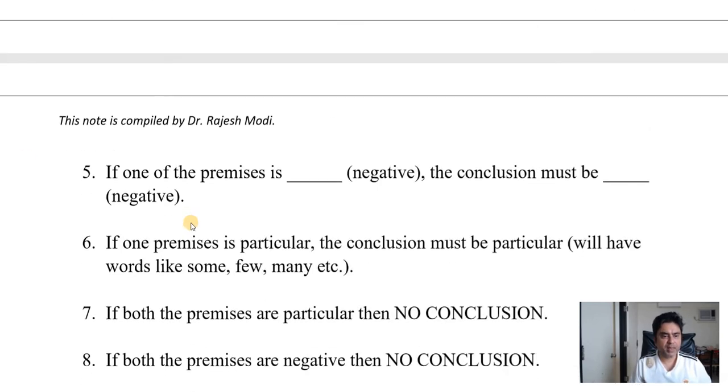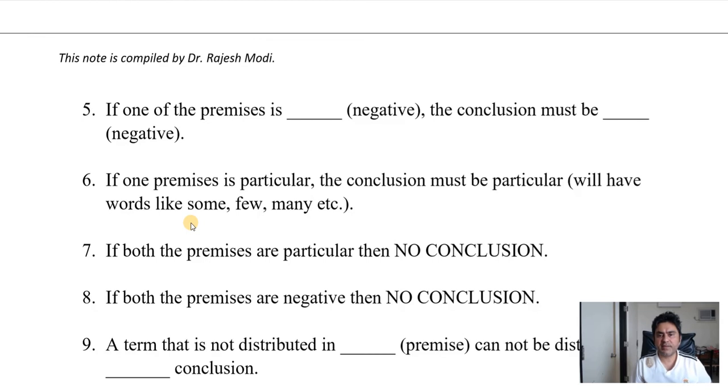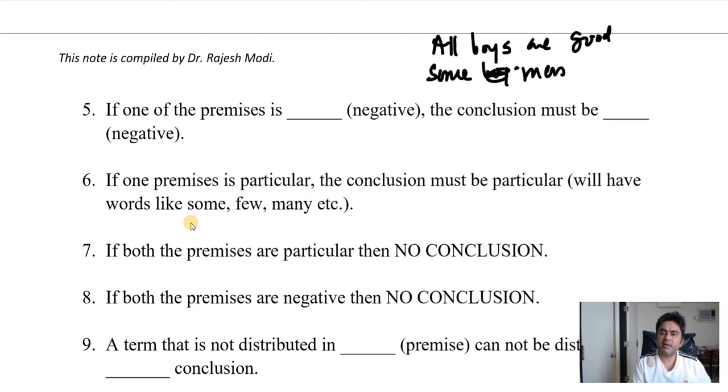For example, all Sardarji are good, some good are in Punjab, then you can say here it is a universal affirmative proposition and here is a particular affirmative proposition. The conclusion has to be a particular affirmative proposition.